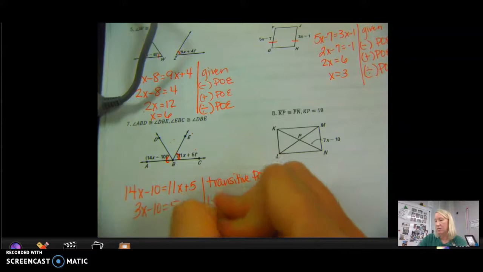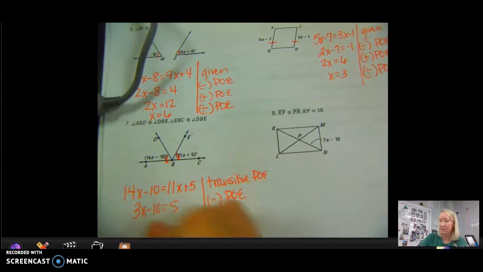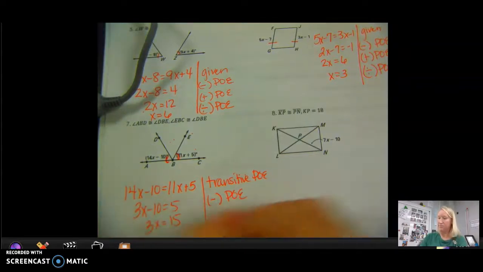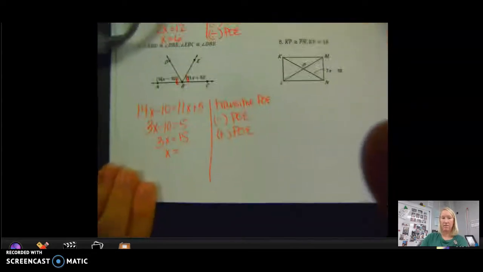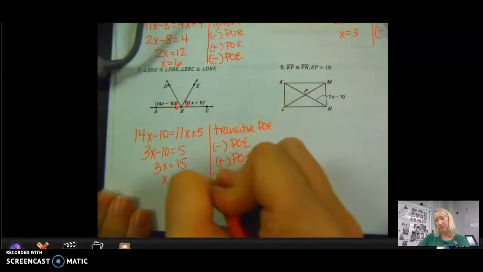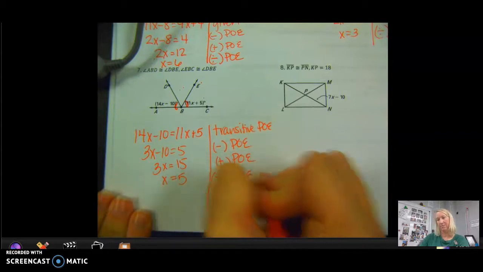So that is subtraction POE. I'm going to add 10 to both sides, so I get 3x equals 15. That's addition POE. And then I get x equals 5, because I divide by 3 on both sides, so that's division POE.